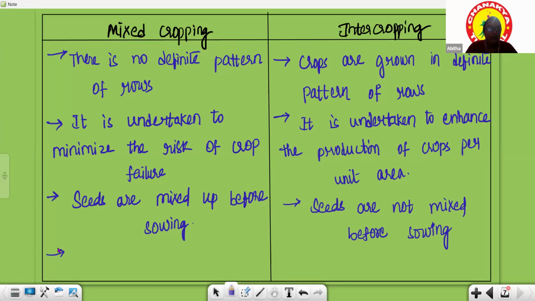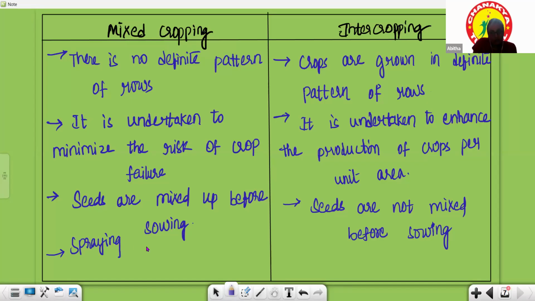Here you're mixing the crops and growing them together. So if you want to spray any pesticides or fertilizers separately on a particular plant, it is not possible because you're growing mixed crops here. Whereas in intercropping, as you're growing them in a particular pattern, based on the requirement of each crop, you can use fertilizers and pesticides easily here.